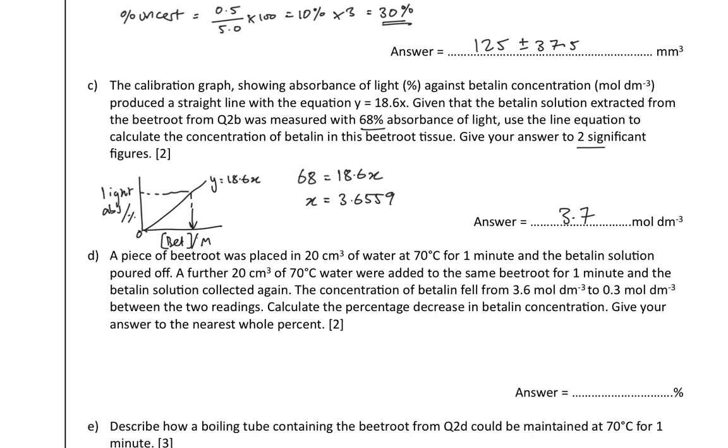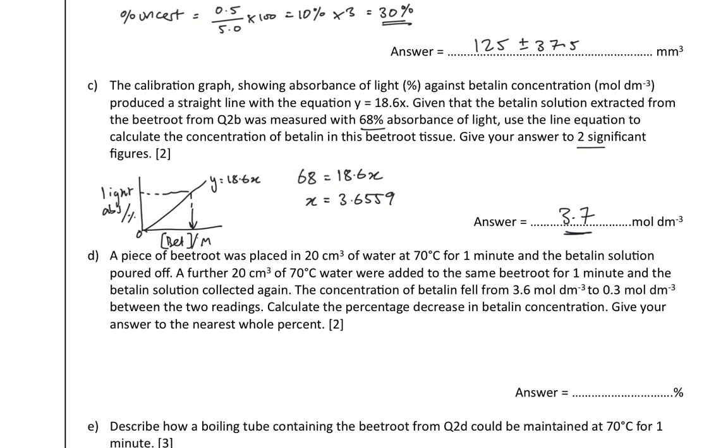Crucially, if I get my y and x the wrong way around, I would have done 18.6 multiplied by 68, and I'd be saying it's 1,264.8 molar. It's obviously wrong. I'd have to give it 2 sig figs, so 1,300 molar. This question was using a 5 molar stock solution, and 3.7 makes sense because if the maximum concentration is 5 molar, then down to 3.7 molar makes a lot of sense.